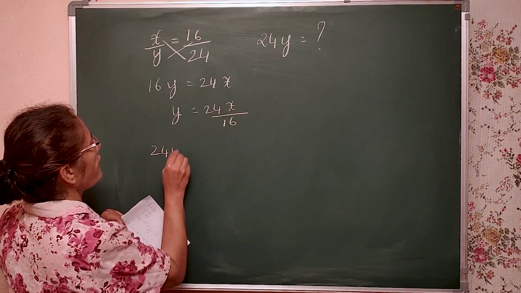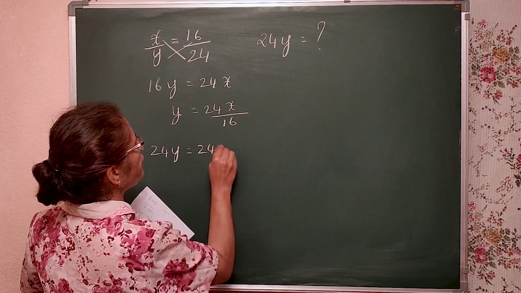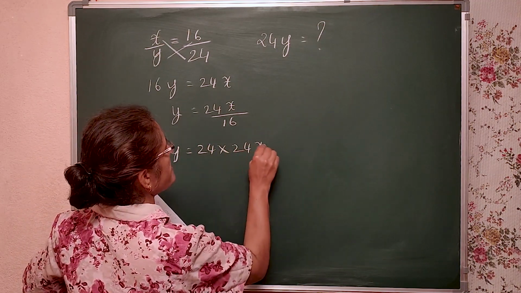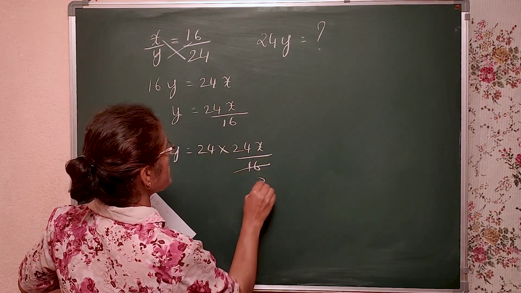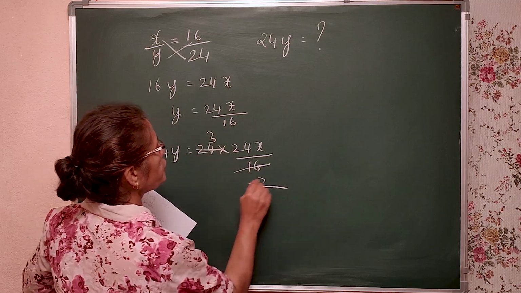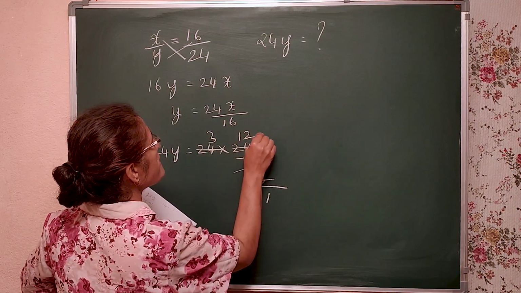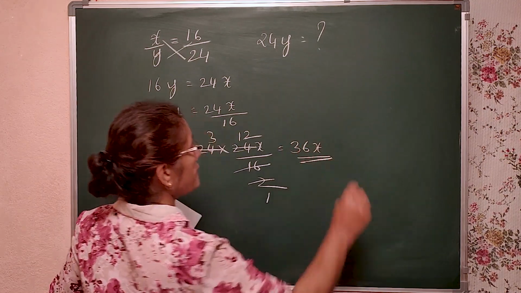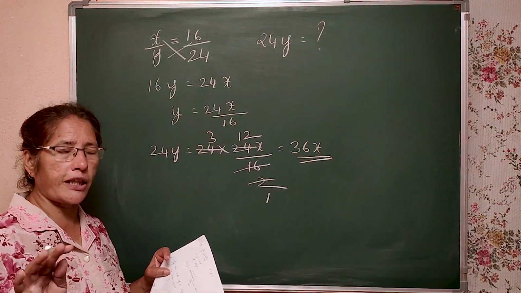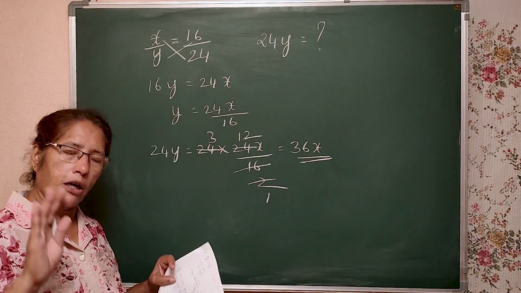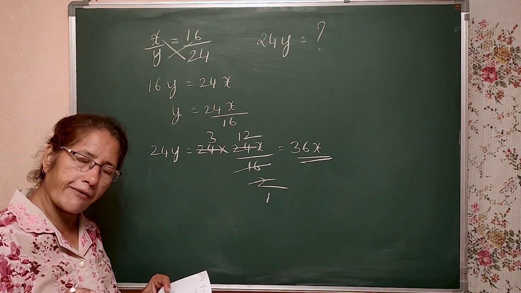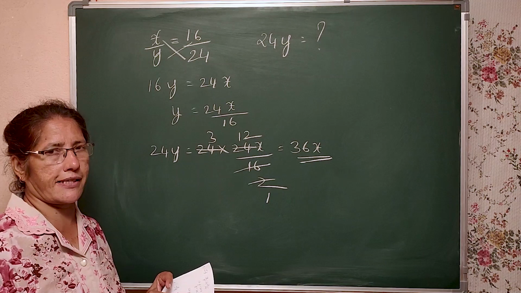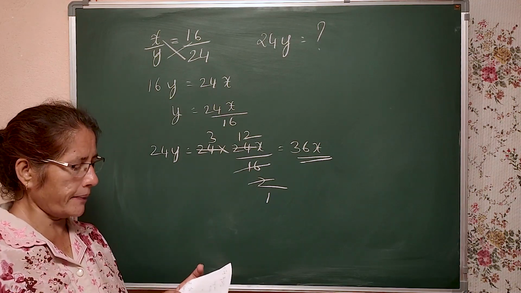So 24y is equal to 24 into 24x by 16. 8 2s are 16, 8 3s are 24, so 2 1s are 2, 2 12s are 24, 3 12s are 36x. Before my solution, if you want to try by yourself, pause my video and work it out and then you see the answer. Shall I start the second one?